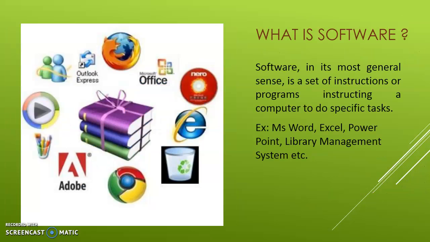Then what is software? In general terms, software is a set of instructions or a set of programs that are designed with some objective to perform a specific task. So these programs instruct the computer to perform the particular task. Examples of software are MS Word, which gives services for word processing, Excel, PowerPoint, library management system. There are many software examples. Likewise, there are many software which are there in our day-to-day life.